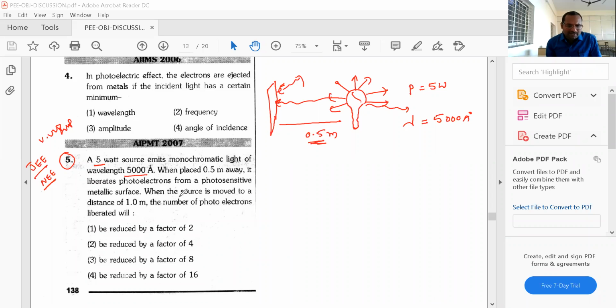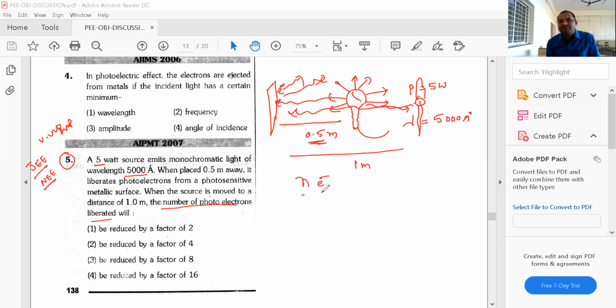Now, when the source is moved to 1 meter distance, you keep the light bulb here. Now also light falls and electrons will eject out. Now, what happened to the number of photoelectrons ejecting? How many photoelectrons will eject out? This is the question. I hope you understand the question clearly. Once you understand the question, it will be easy to solve. Understanding is important here.